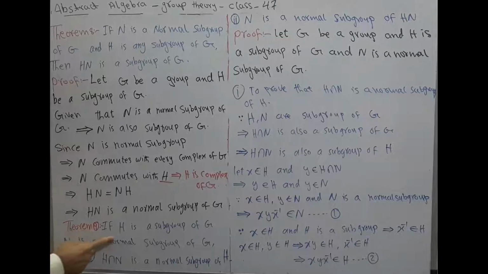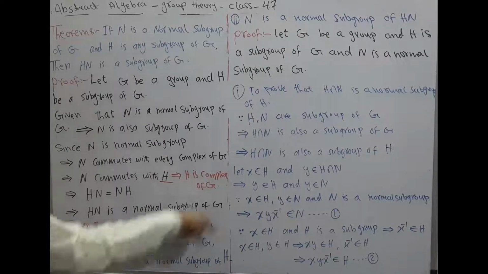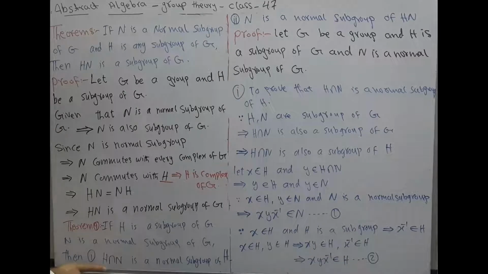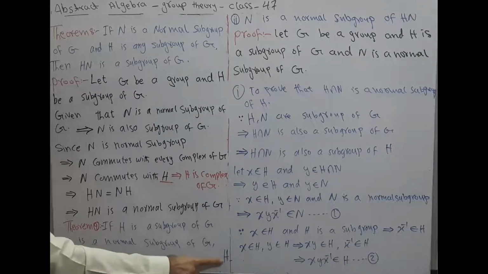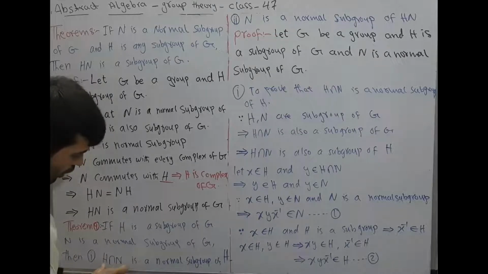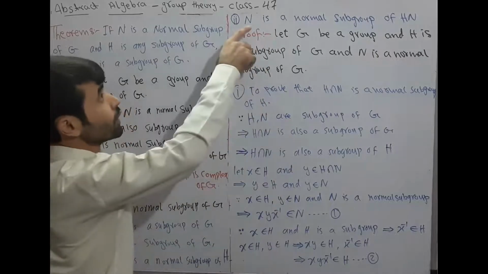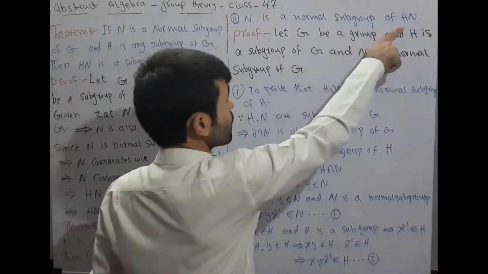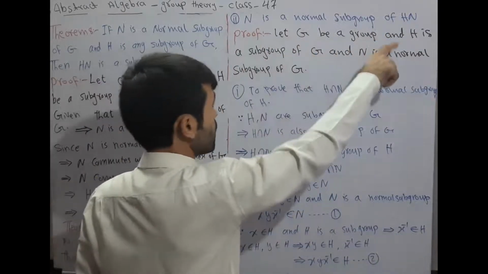Theorem 9. If H is a subgroup of G and N is a normal subgroup of G, then there are two cases. One, the intersection of H and N is a normal subgroup of H. H is a subgroup of G and N is a normal subgroup of G, so their intersection also is a normal subgroup of H. Two, N is a normal subgroup of the product of H and N, that is, N is a normal subgroup of HN.